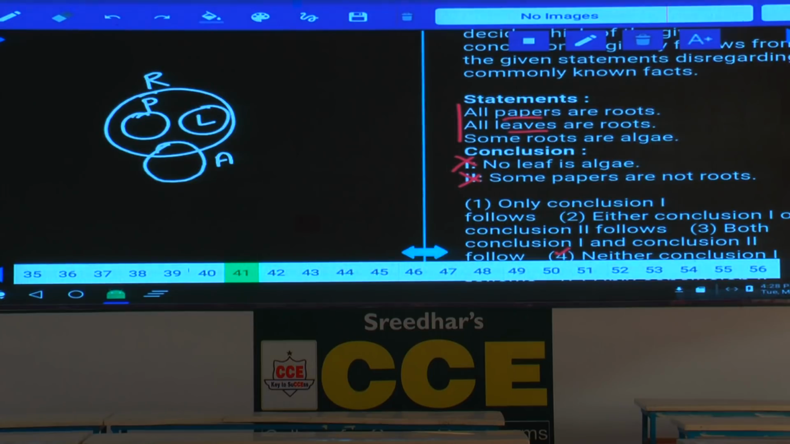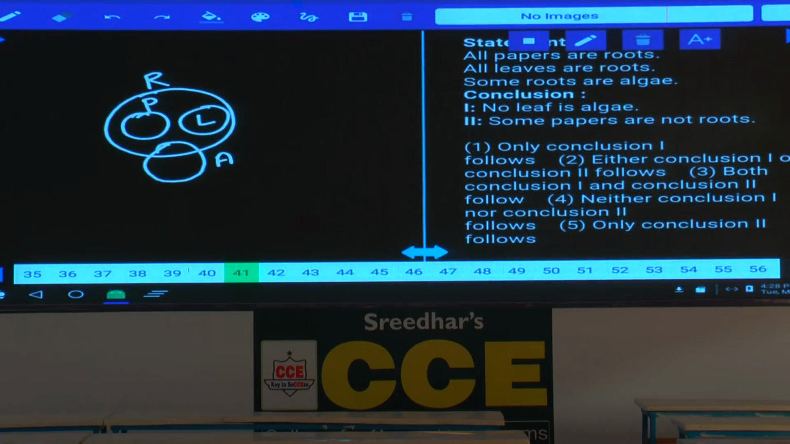Done with this? All the statements are affirmative. Hence negative conclusions cannot be drawn. Directly you can go for it. Or else, in the regular process, if you would like to do this one, then the first one: no leaf is algae. Leaf is shear. Algae is shear. Isn't it? No leaf is algae is definitely true. And second, some papers are not roots. Now some papers are not roots is false, because all papers are roots.